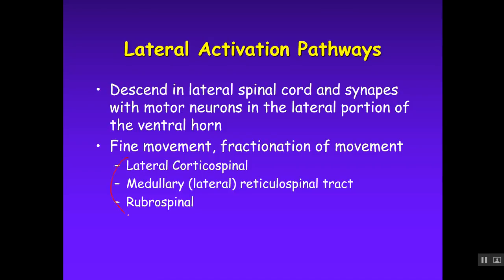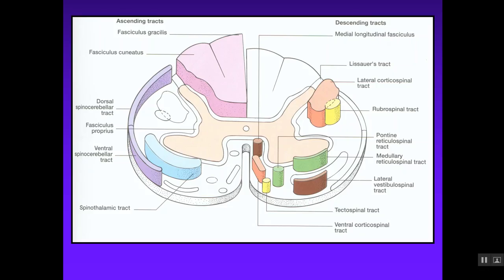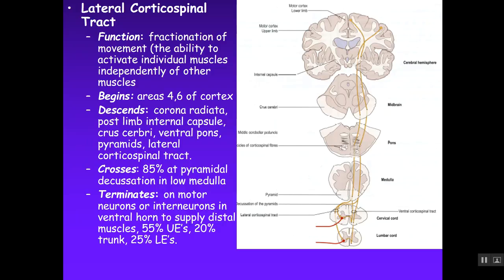There they are: the lateral cortical spinal tract, the medullary or lateral reticulospinal tract, and the rubrospinal tract. So that helps me a little bit remember that it's a lateral activating pathway. These are the ones we're talking about here. Here's the medullary or lateral reticulospinal tract, the rubrospinal, and the cortical spinal. And notice how the rubro and lateral cortical spinal tracts meld into each other. They overlap some. They're very intimately tied to each other.